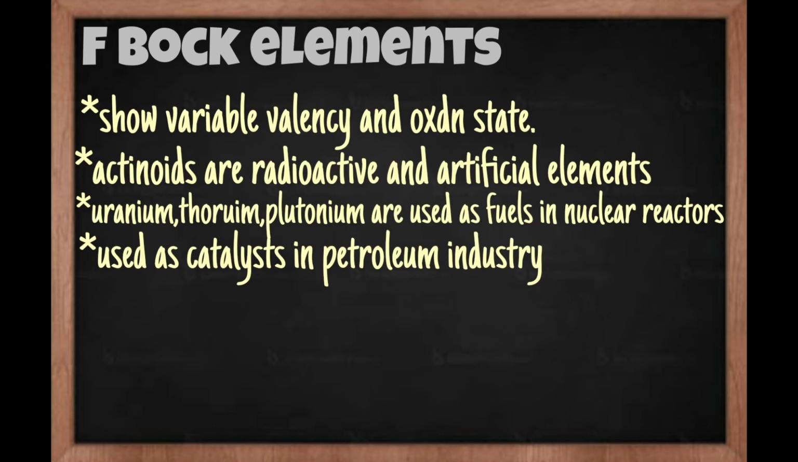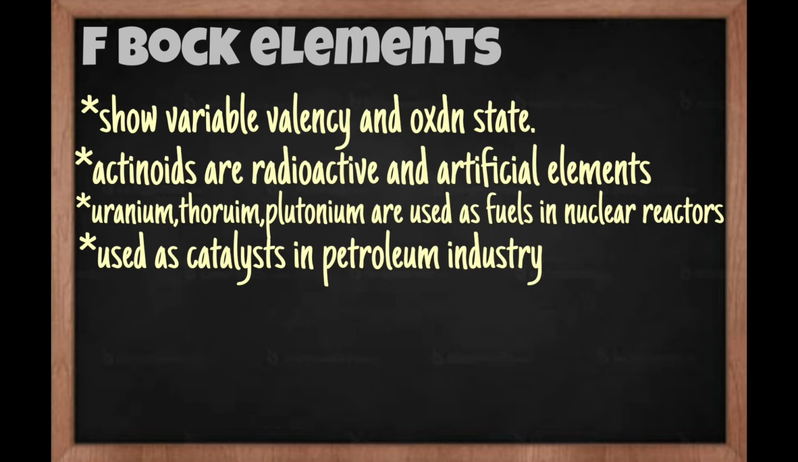What are the characteristics? Like D block elements, F block elements also show variable oxidation states. Then most of the actinoids are radioactive and are artificial elements. I have told you that there are two types, lanthanoids and actinoids. Actinoid elements are radioactive and are artificial elements.